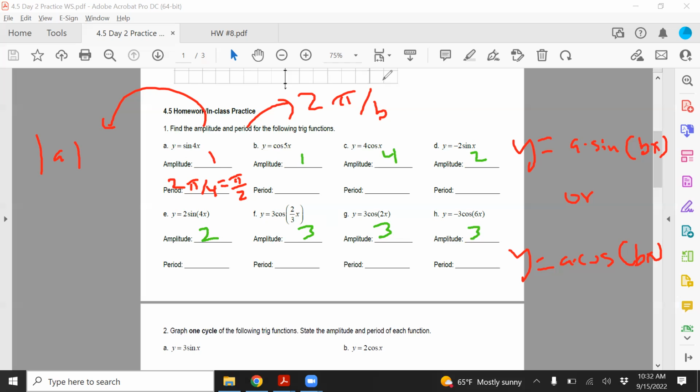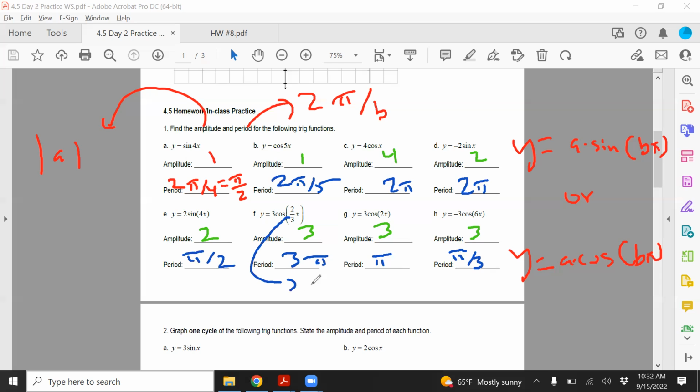And then period should be easy. 2 pi over 5. 2 pi. 2 pi. Pi over 2 again. I'll come back to that one in a sec. That's pi. That's pi over 3. This one's going to be 3 pi.